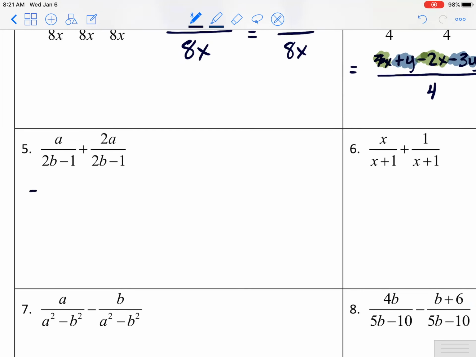All right, number 5. So I got 2b minus 1. If I look at the top of my fraction, I can combine 1a plus 2a, gets me 3a. Looks like I can't factor anything. That's my final answer.